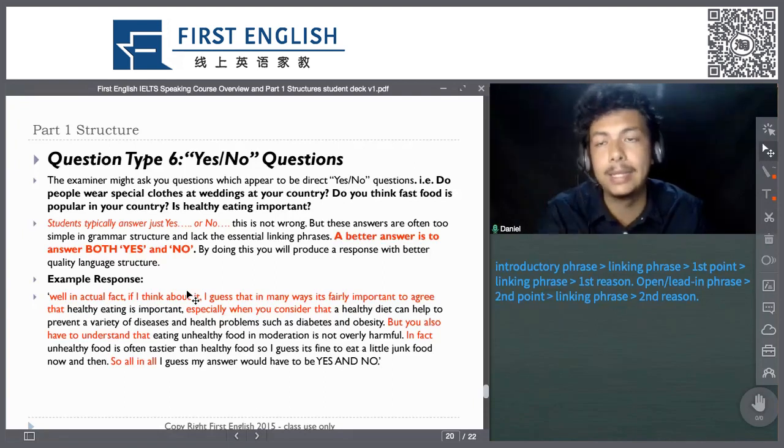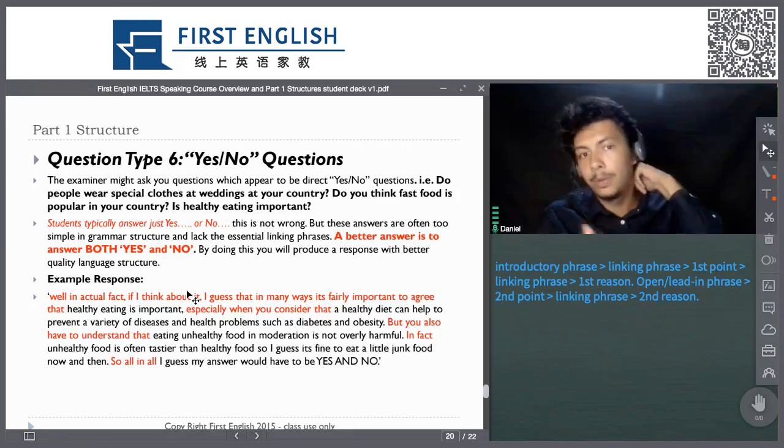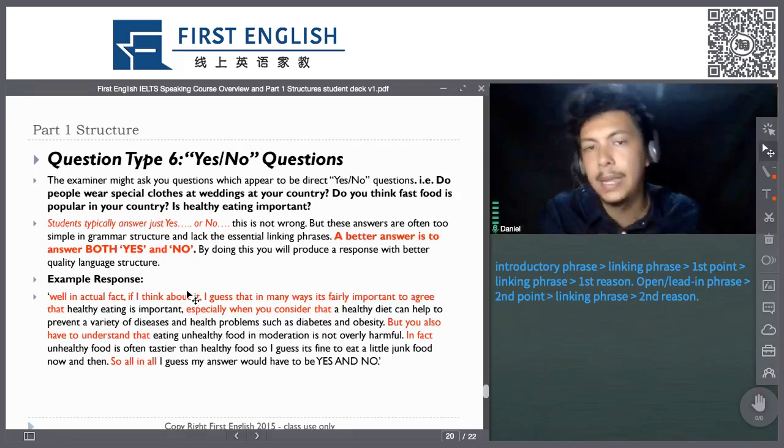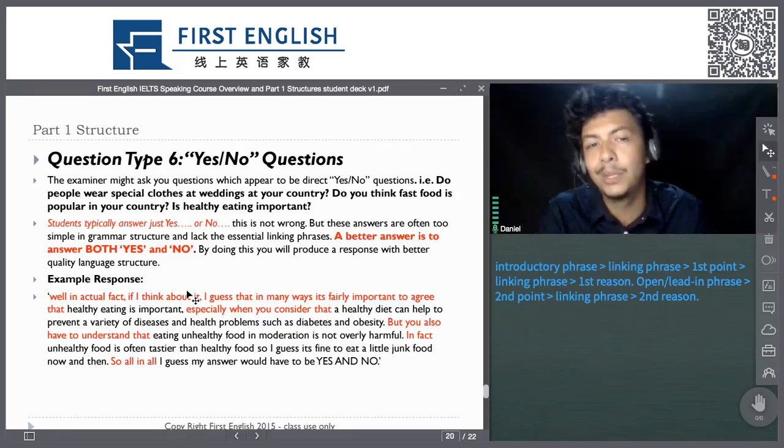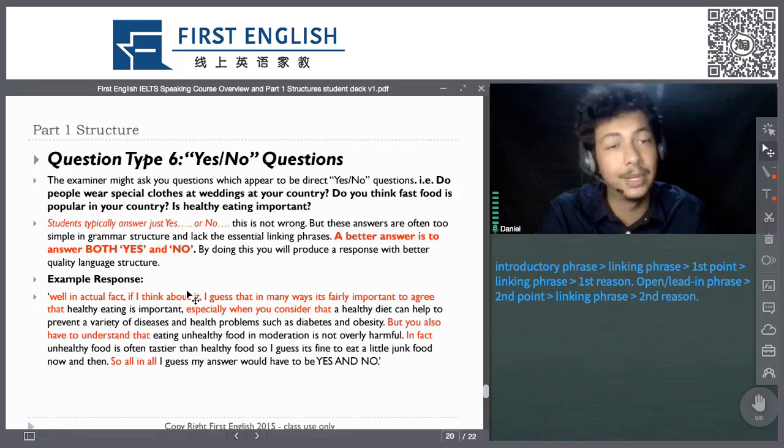You could lack the essential linking phrases to make your answer appropriate for reaching that 7 band. So a better way to answer it, if possible, is to answer both yes and no. Kind of similar to the last question type, how WH type questions, question type 5, we want to use the contrasting scenarios or contrasting explanations behind the answer to help add complexity to our answer.